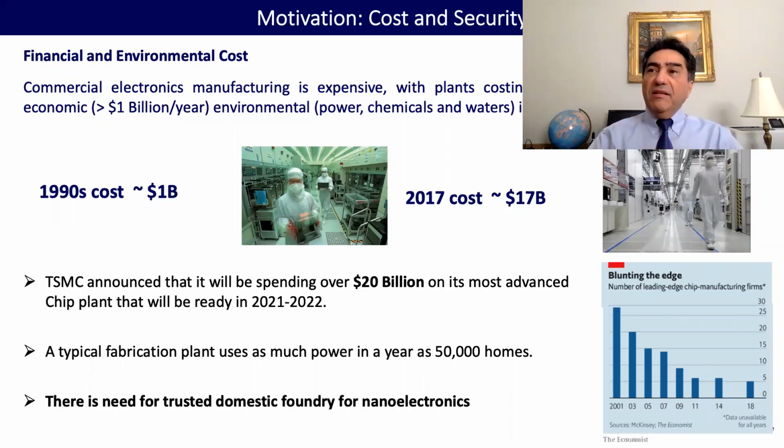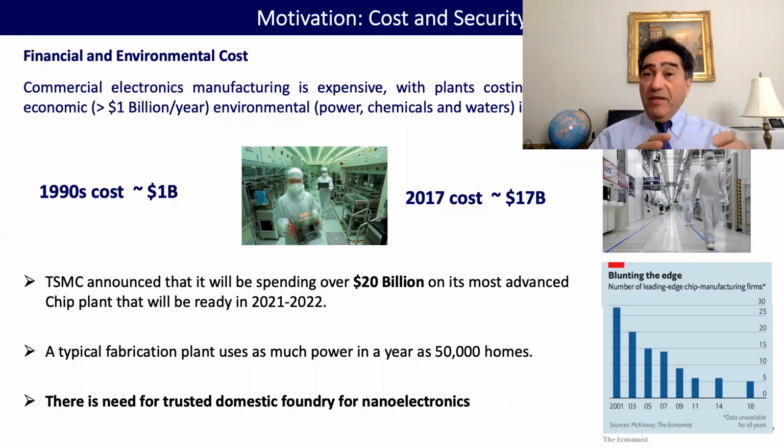And because of that, you can see this figure here. This is from The Economist, 2018. It shows the number of leading edge manufacturing firms. In 2001, there were 28. By 2018, only 5 left. I can tell you who they are: TSMC, Global Foundries, Intel, Samsung, Micron. That's it. And so basically, it's getting too expensive for everybody else.